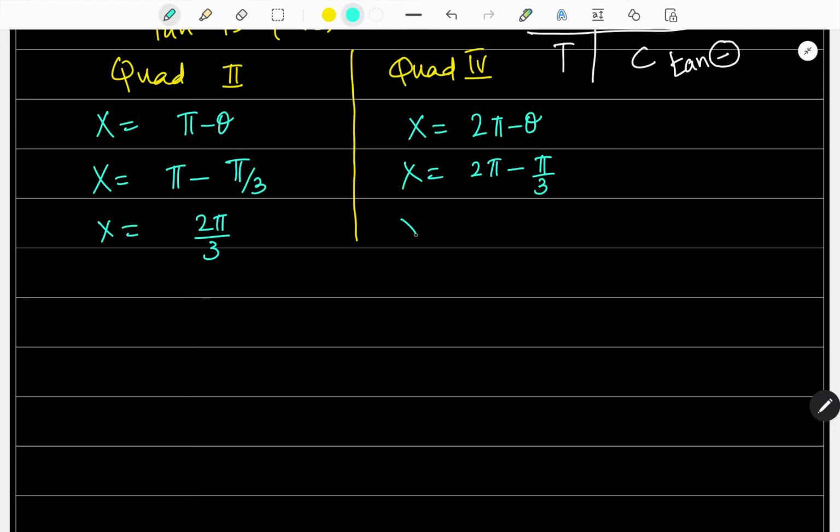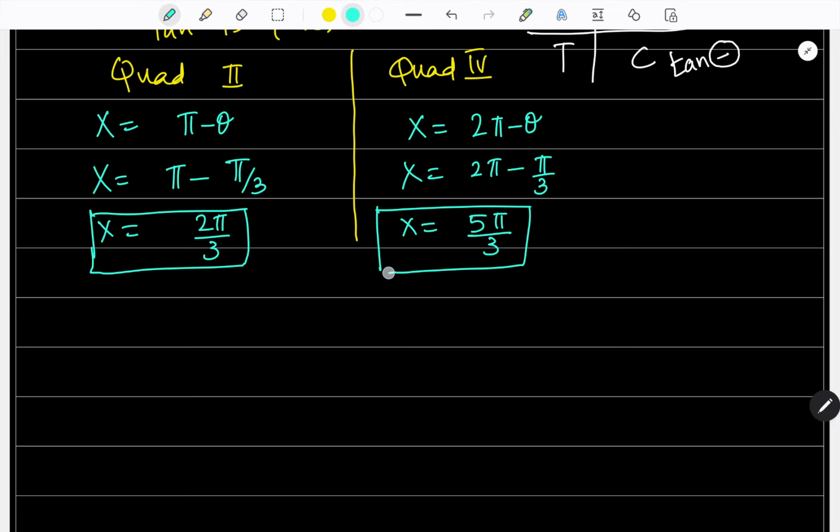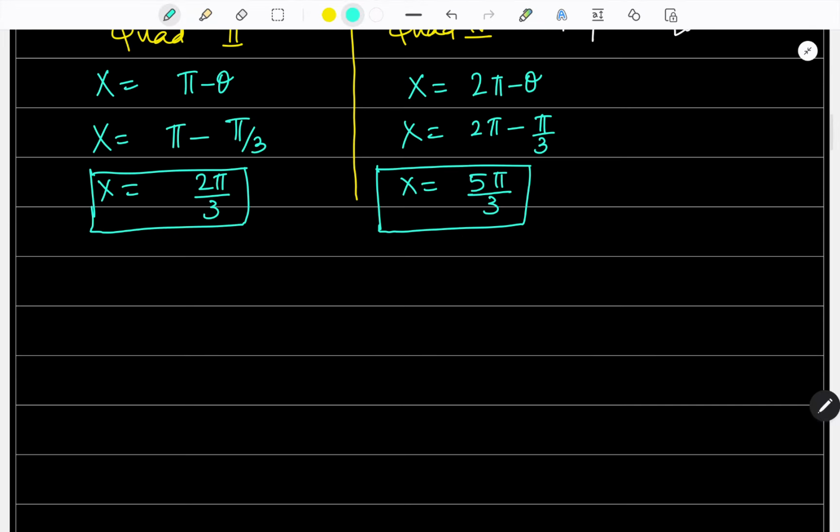You can put it in the calculator also, no problem. x equals 6 minus 1, which is 5 pi over 3. So I got two answers: x equals 2 pi by 3 and x equals 5 pi by 3.